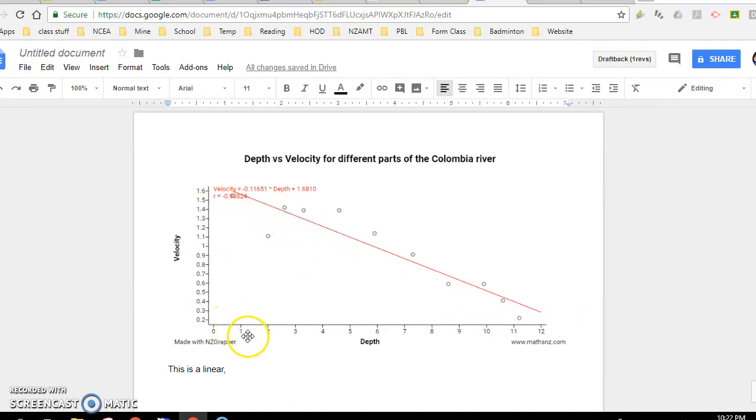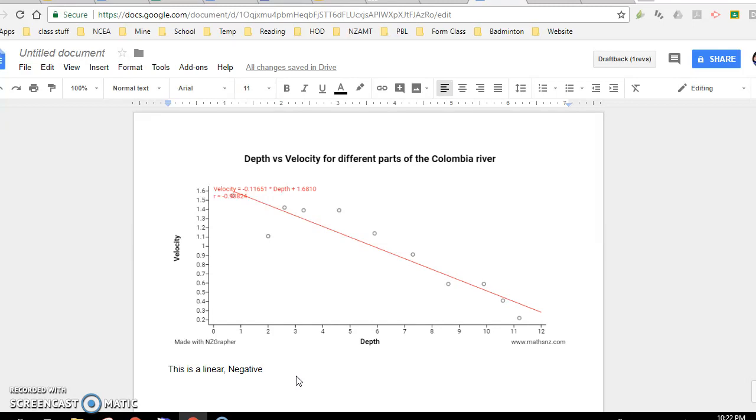Association, is it positive or negative? Well, as the depth gets more, this is big depth, but it's a smaller velocity. So the deeper the river, the smaller the velocity. The shallower the river, over this side are the shallow numbers, the faster the river. Shallow, fast, deep, slow. So as depth gets bigger, velocity gets lower. So this is negative. If one gets bigger and the other gets bigger, then it's positive.